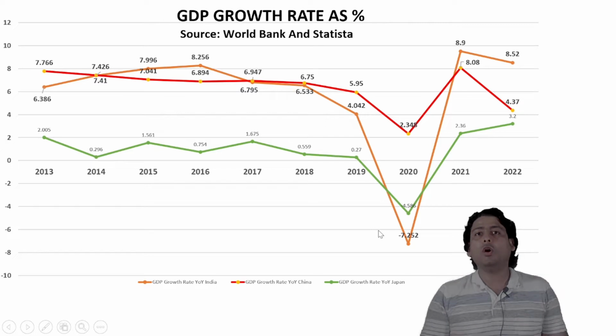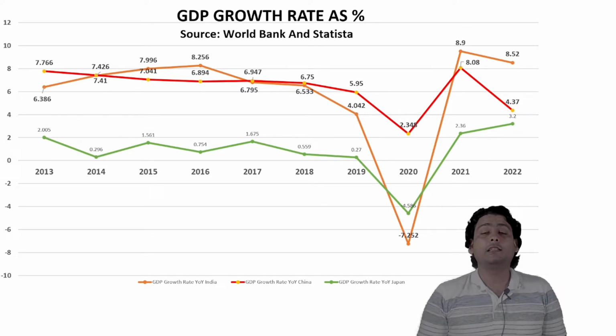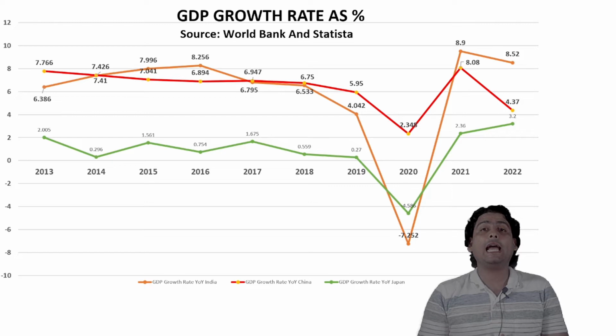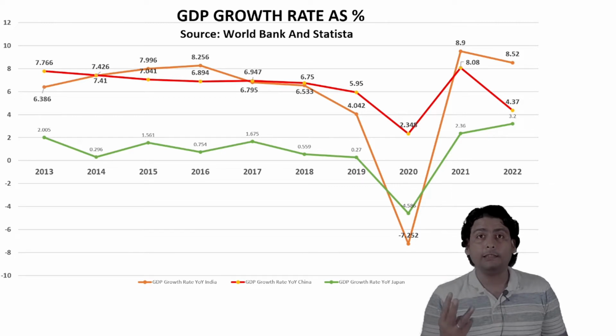As you can see on your screen, this graph shows three lines. The saffron color shows the GDP growth rate of India. The red color line indicates the GDP growth rate of China, and the green color indicates the GDP growth rate of Japan. You must be wondering why I have taken into account three countries.